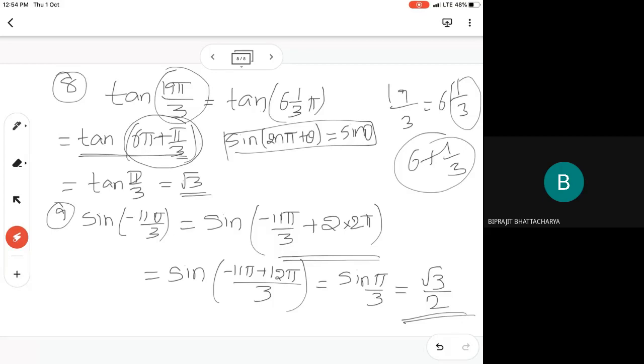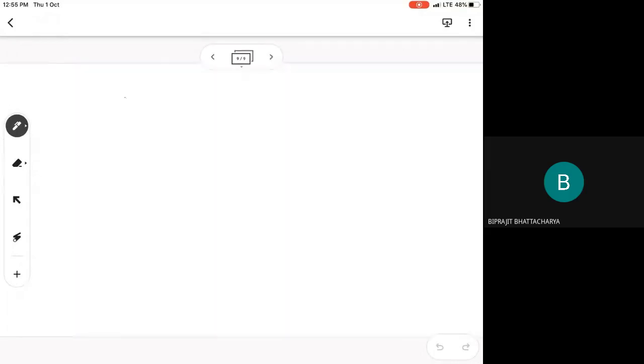If you want, you can do it in different ways. The same sin 11 pi by 3, 11 pi by 3 can be written as, first you can change it into the other form, 4 pi minus pi by 3. Taking minus common, you can do this also, like this. See, I'll show it to you. Sin of minus 11 pi by 3 is equal to minus sin 11 pi by 3.